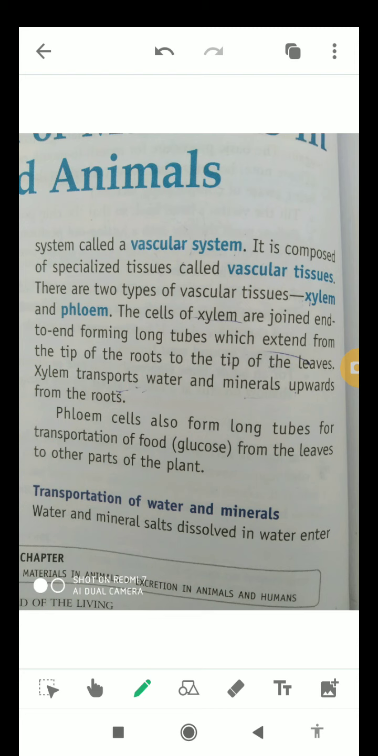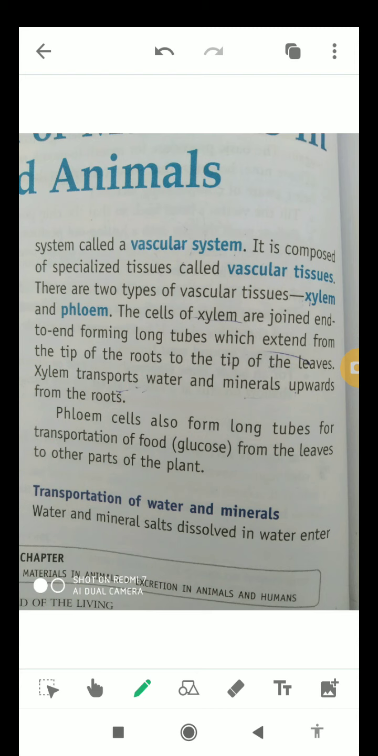The cells of xylem are joined end to end, and they form a long tube which extends from the tip of the roots to the tip of the leaves. Xylem transports water and minerals upward from the roots. So we can say that xylem is the carrier of water from the root hairs to the remaining parts of the plant up to the tip of the leaves. The remaining parts of the plant are stem, branches, flowers, etc.